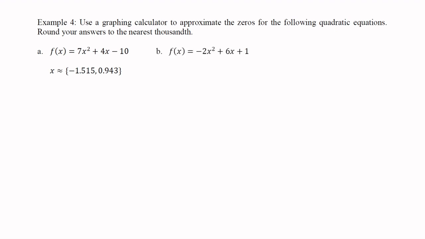For the function -2x squared plus 6x plus 1, you should get -0.158 and 3.158. And for the function -3x squared minus 5x minus 1, you should get -1.434 and -0.232 as your x-intercepts or your solutions. Pause the video, keep these solutions up, and try it out for yourself on your TI-84.